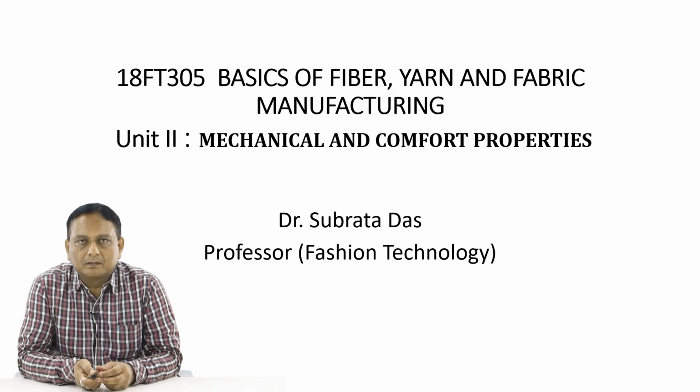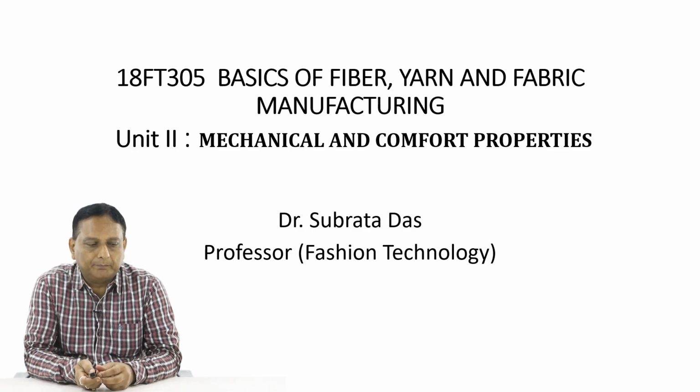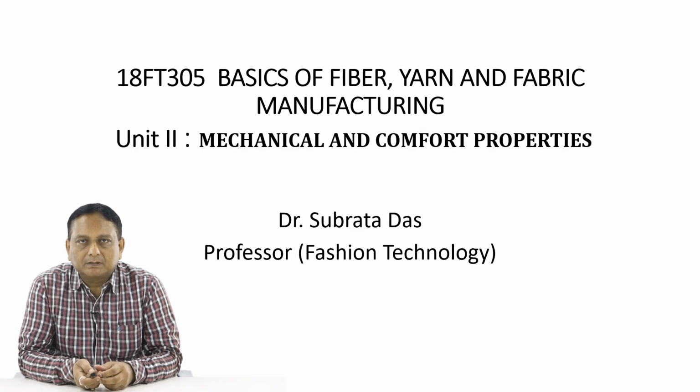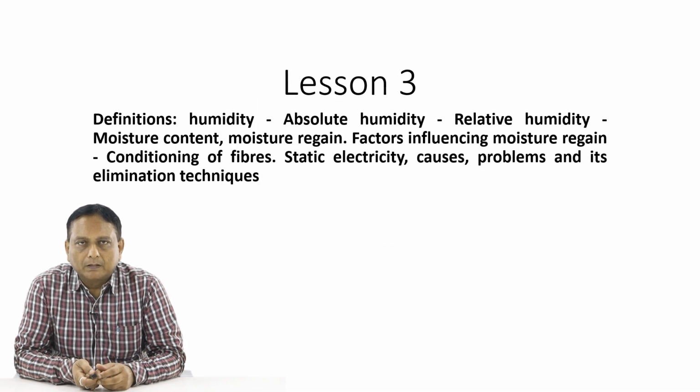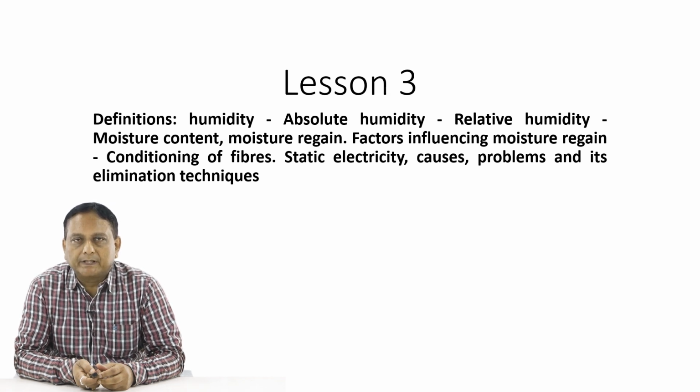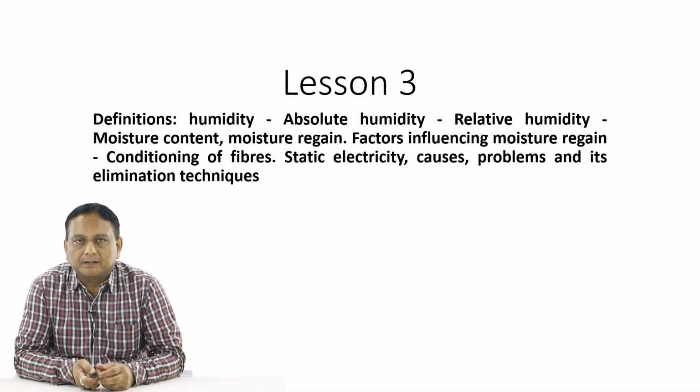Today's topic is 18 FT 305, that is basics of fiber, yarn and fabric manufacturing, and we are at unit 2, that is the mechanical and comfort properties. Now in lesson 3 there are subjects like humidity, which includes absolute humidity, relative humidity, moisture content, moisture regain, and then the factors which are influencing the moisture regain.